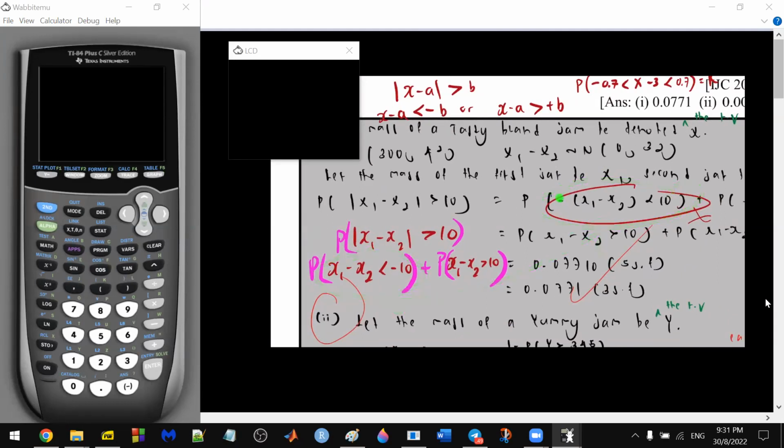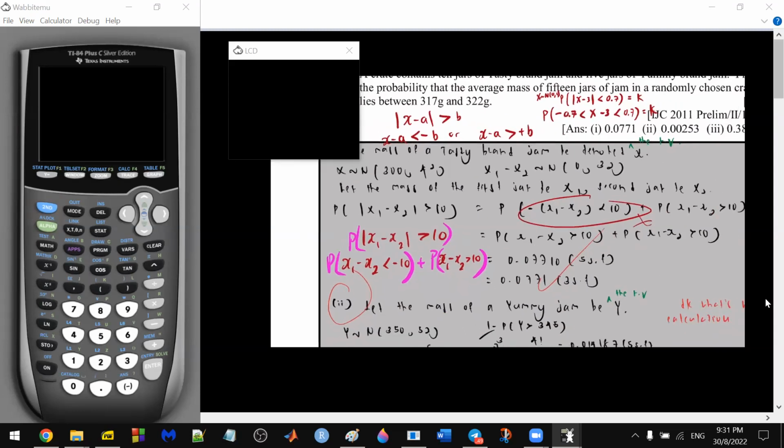What happens if you times -1 to this guy? Negative becomes positive. 10 becomes negative 10. Then the sign, you need to flip it around. So positive x1 minus x2 is more than -10. That contradicts against my answer. Oh, you are wrong. Okay, I don't know how you got the right answer.